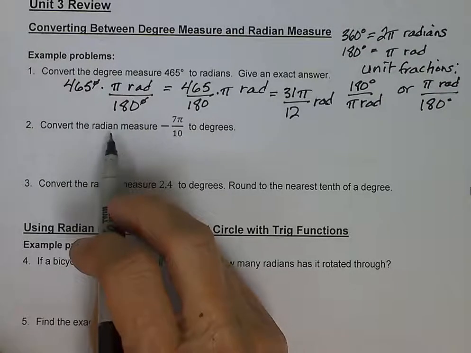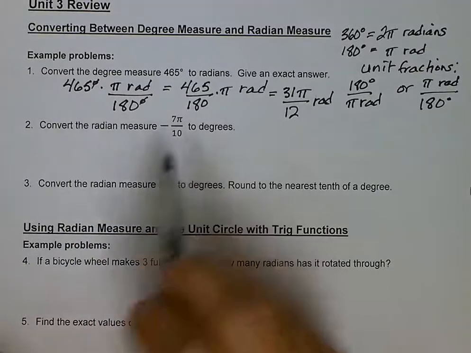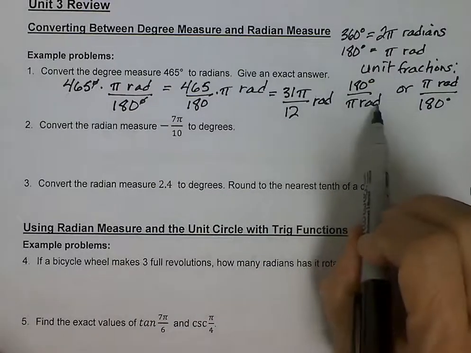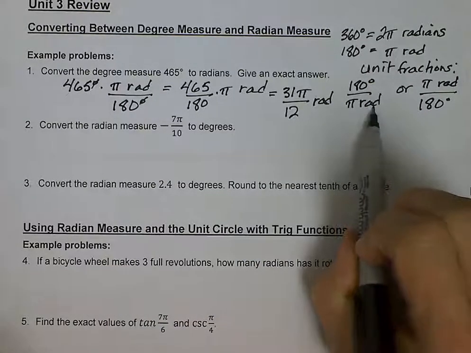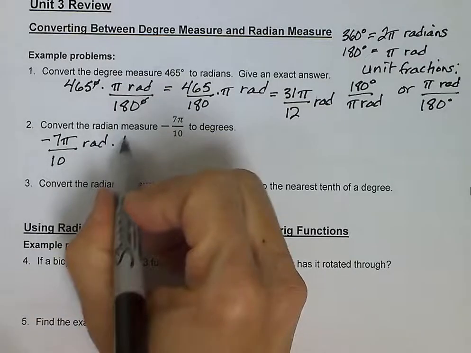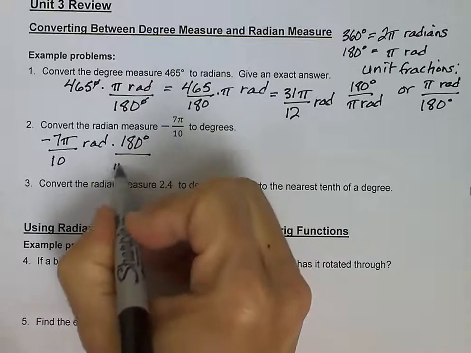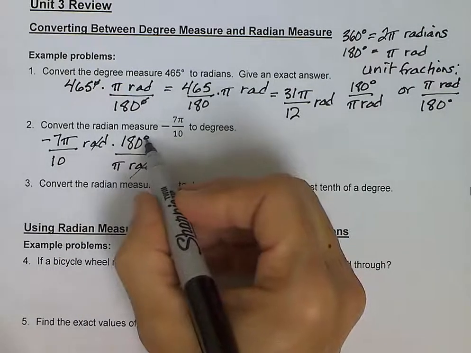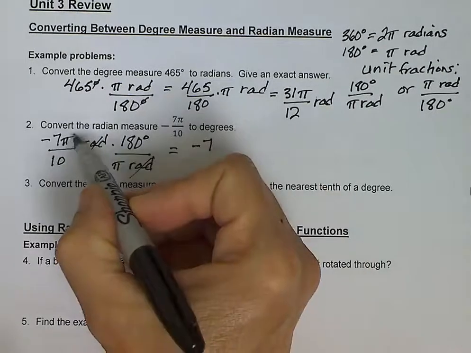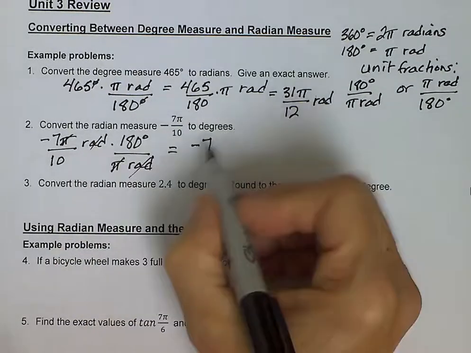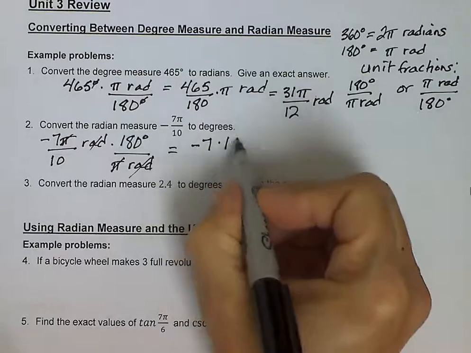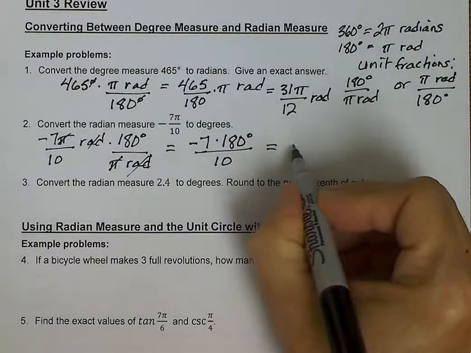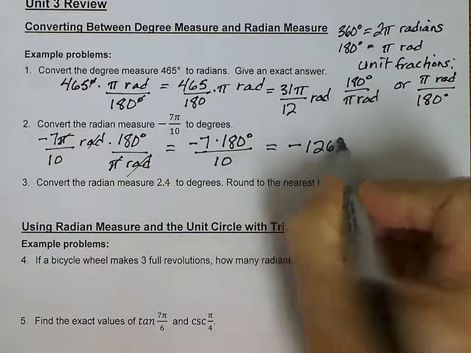For the next one, we're trying to go from radians to degrees. This time we're starting with radians on the top, so we want to use the unit fraction that has radians on the bottom so that it will cancel. That would be this one. We have this value in radians times 180 degrees over pi radians. The radians will cancel and the unit we'll end up with is degrees. We can cancel the pi, and then we'll have -7 times 180 on the top, 10 on the bottom, and that turns out to be -126 degrees.